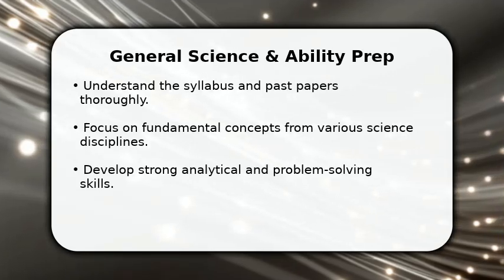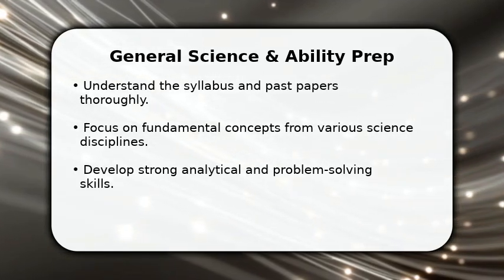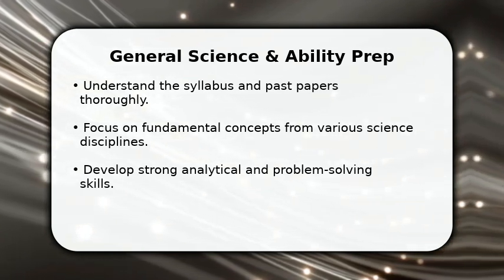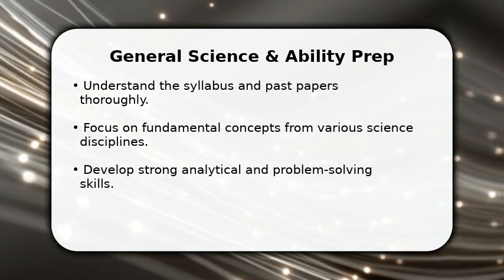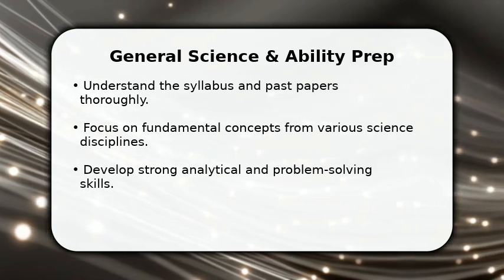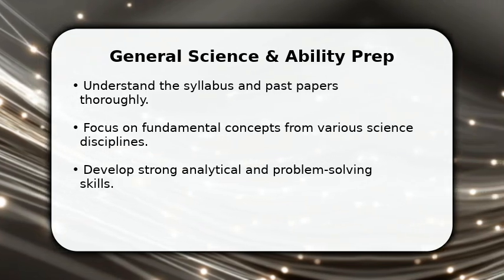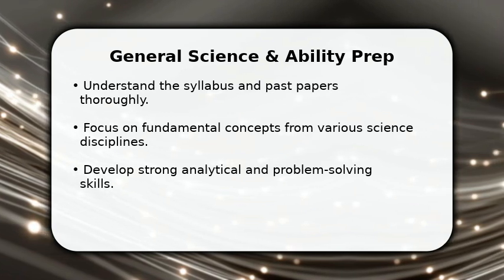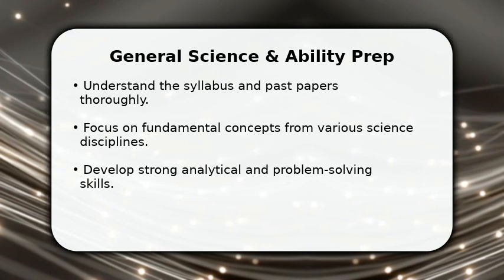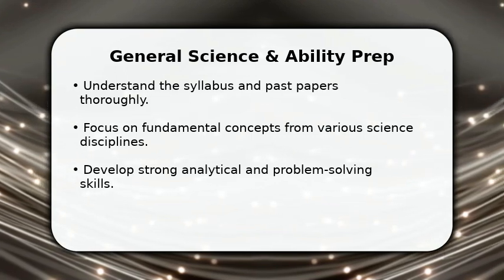In this video, I will explain how to study general science and ability for CSS. First, thoroughly review the syllabus and past examination papers to grasp the scope and common question patterns. Next, concentrate on building a solid foundation in core scientific principles across physics, chemistry, biology, and environmental science. Simultaneously, dedicate time to enhancing your analytical and quantitative abilities, which are crucial for the ability section. Consistent practice is key to mastering both areas.